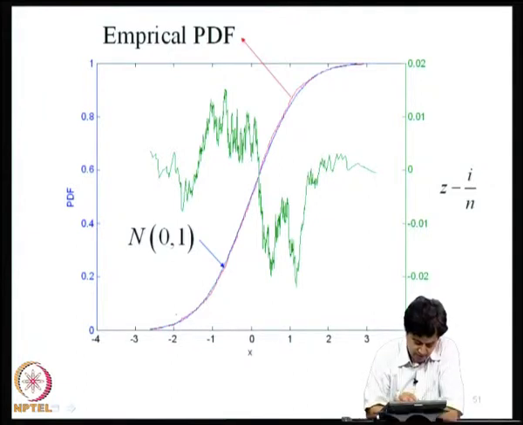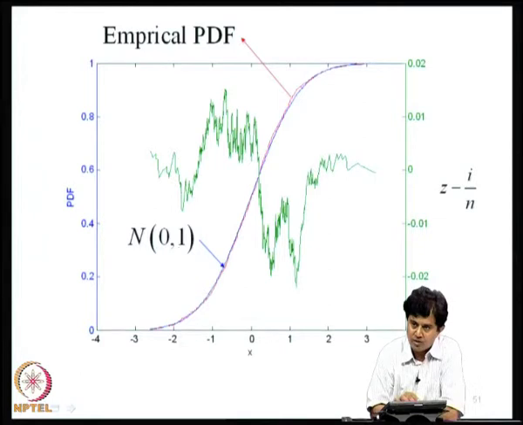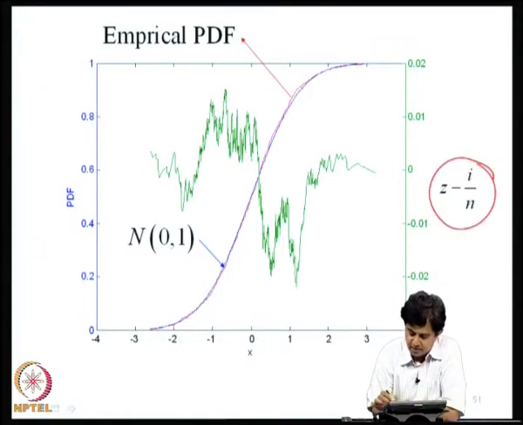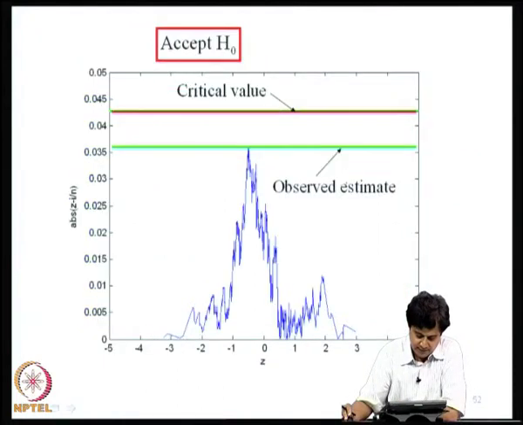So, you see here the blue line is the theoretical population probability distribution function, which is normal 0, 1. This red one is the probability distribution function constructed from the data. This green line, which is to be read in conjunction with the axis on the y axis on the right hand side, is the difference between the two, z minus i by n. Now, if you take the absolute value of that, we can replot that, and the maximum difference is the observed estimate of the statistic that I am looking for.